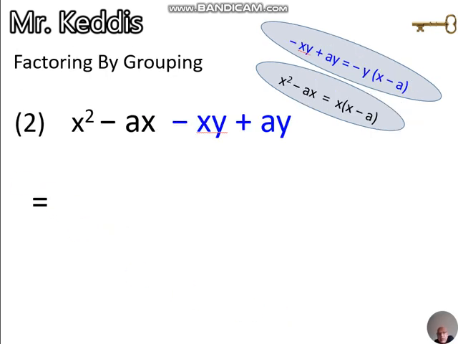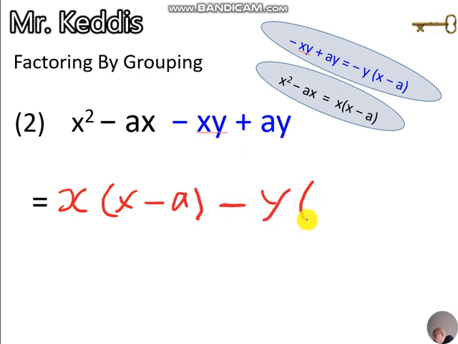To factor x squared minus ax, I take x as a common factor, times x minus a. You have negative xy plus ay. I take y here, and I take negative y as a common factor, times x minus a.